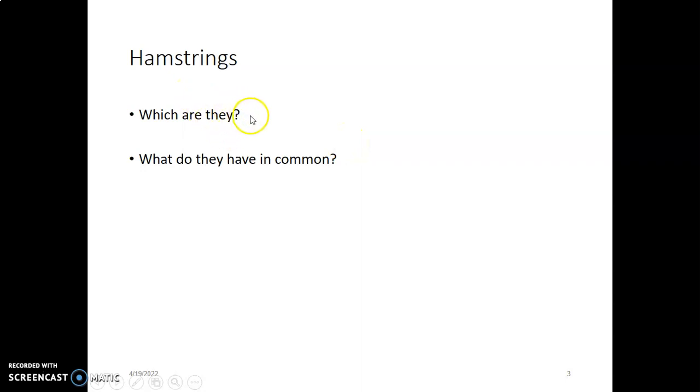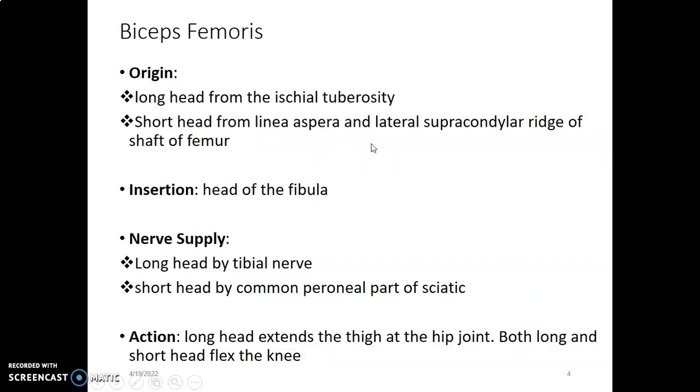So the four muscles, semimembranosus, semitendinosus, biceps femoris, and a small part of adductor magnus, are the hamstring muscles, and they are innervated by the sciatic nerve, as we have seen. All of them by the tibial nerve, except the short head of biceps, which is by the common peroneal nerve. Then they all come from the ischial tuberosity, again except the short head of biceps, which is on the linea aspera of the femur. So those are the common things about the hamstring muscles.